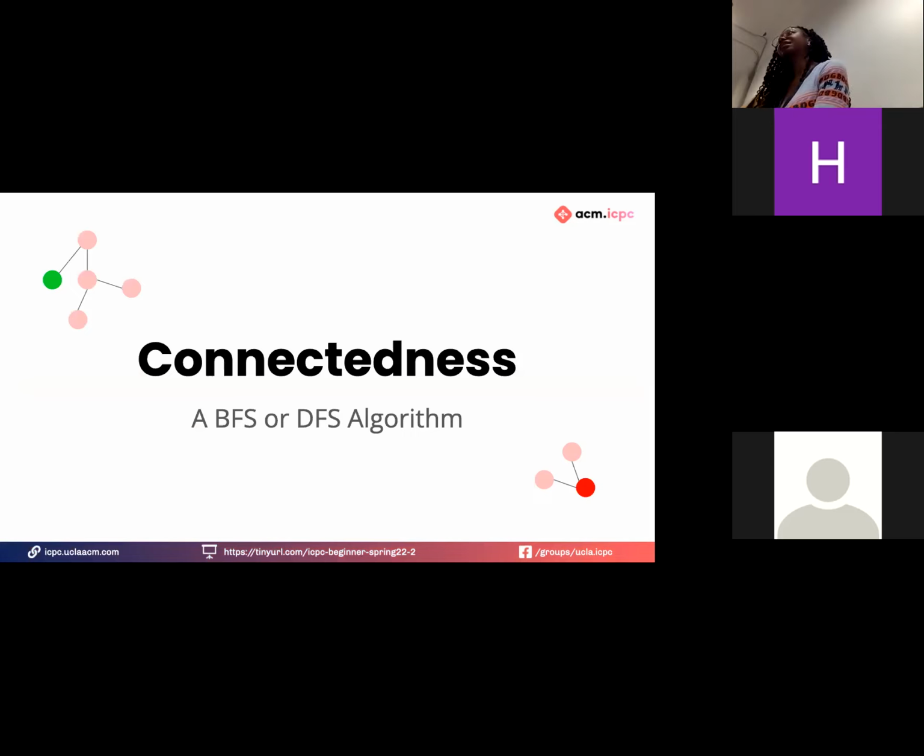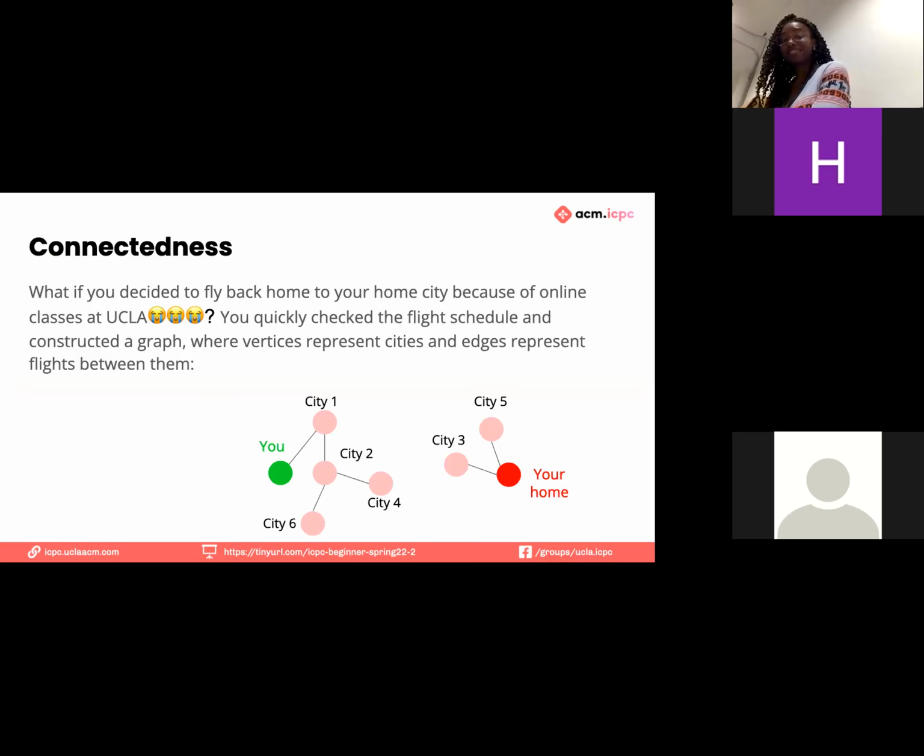Okay, and the final BFS algorithm that we'll be looking at today, which you can also do with DFS, but we haven't learned that yet, will be connectedness, right? So, not to jinx anything, but what if COVID came back and we all had to fly home because our classes were going to be online or whatever, right?